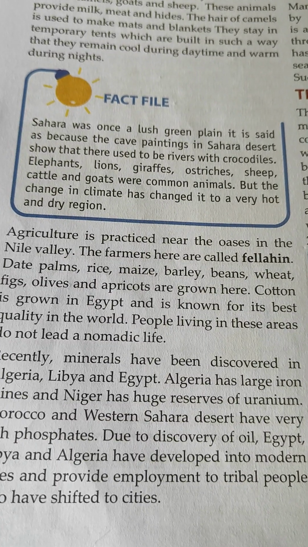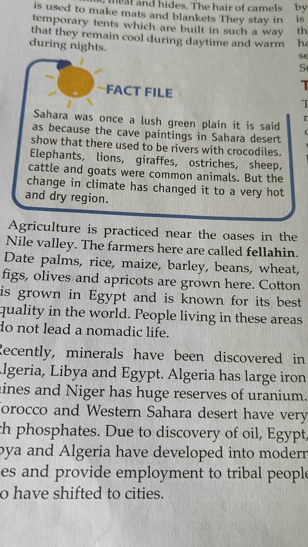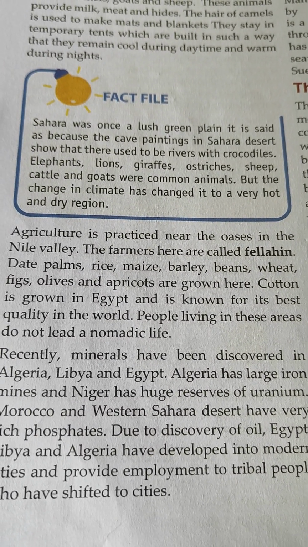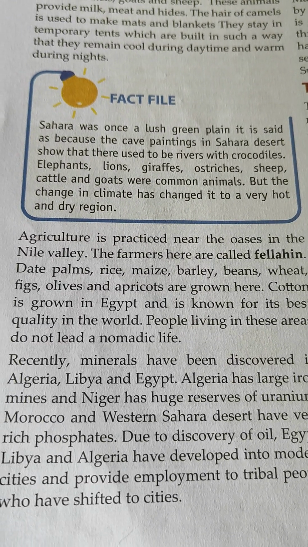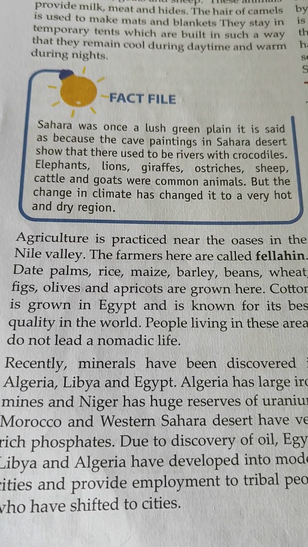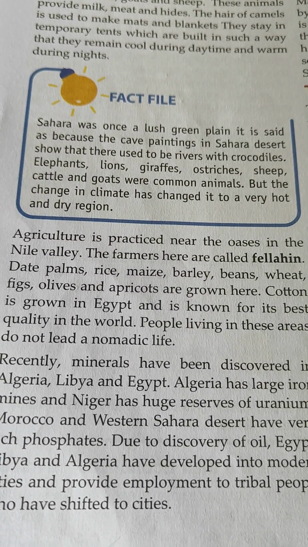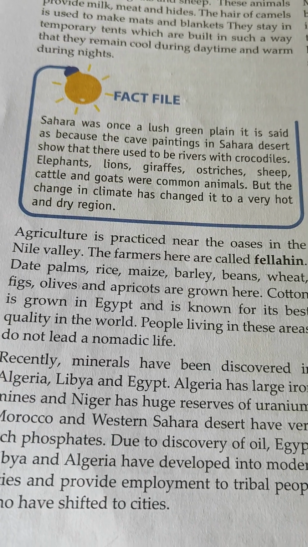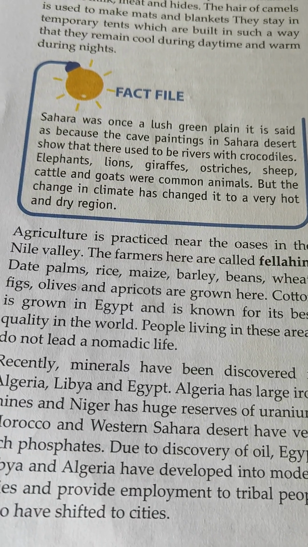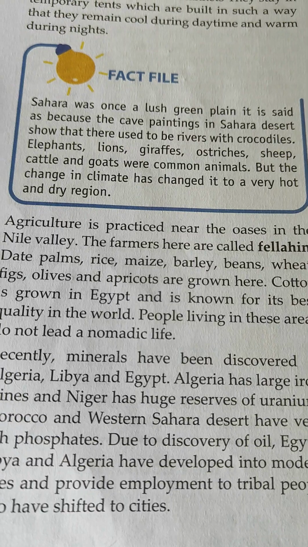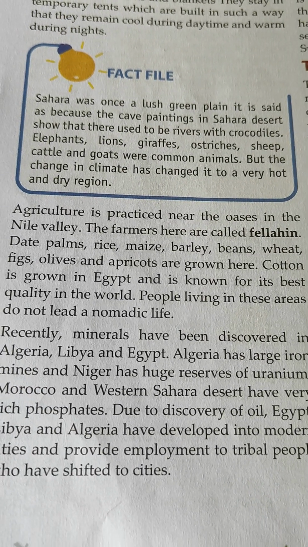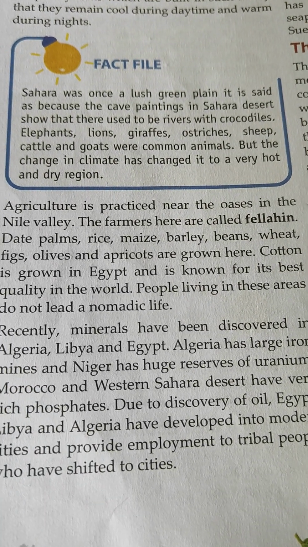Agriculture practices in these regions. The farmers here are called the Fellahin. They grow date palms, rice, maize, barley, beans, wheat, figs, olives, apricots in the orchards. Some orchard areas are also found where they grow fruits. Cotton grows in Egypt. The quality is very good.